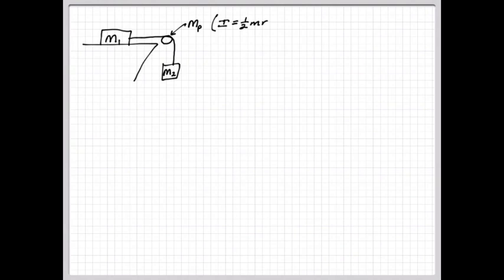The pulley is typically like a disk, which we've already used. Moment of inertia is 1/2 mr squared. Now we'll keep the surface of the table frictionless, because again, do we really need to make it more complicated than it's already going to seem to be? So going back to our list of steps to solve this problem, let's start with our free body diagrams.